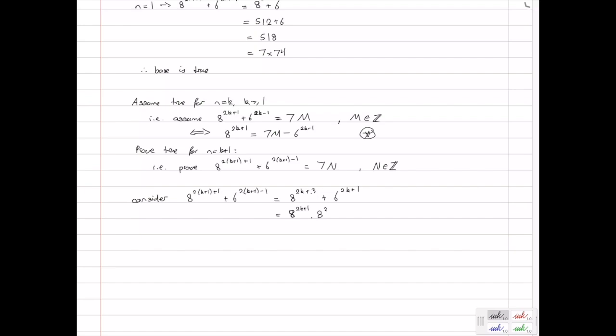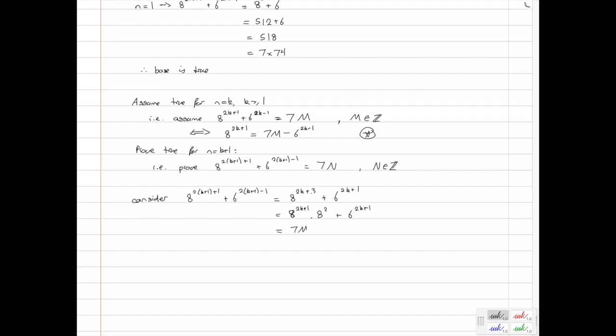Okay, because we would just add our powers and we would get 8 to the 2k plus 3. So this works quite well. And then plus 6 to the 2k plus 1. Now I can use my inductive hypothesis, or the start equation. I can sub that in here.